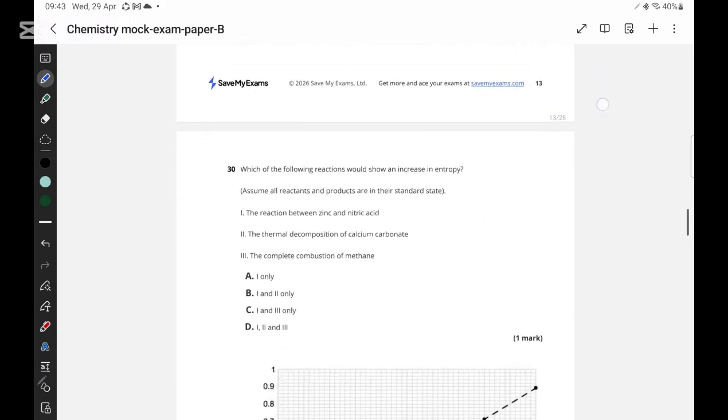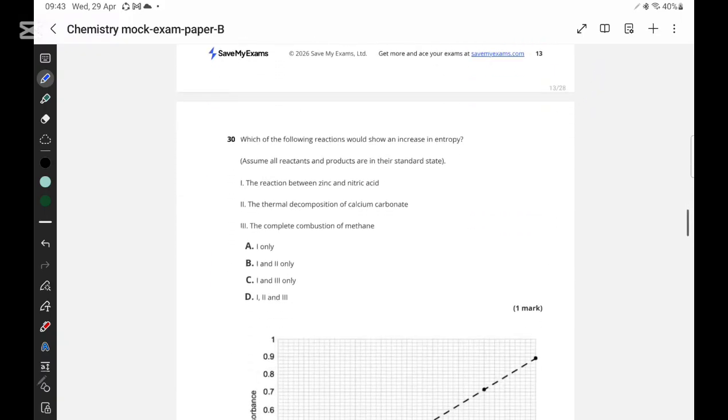For the next question, which of the following reactions would show an increase in entropy? So we have 3 different reactions in which zinc solid is reacting with nitric acid and is forming zinc nitrate plus hydrogen gas. So this is in solid, aqueous, and is forming gas state. So this is having increased entropy because from solid and aqueous form you are forming gas, towards a more disordered state. So the first one represents an increase in entropy.